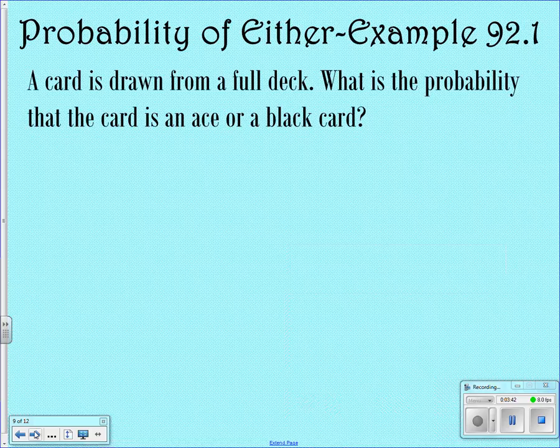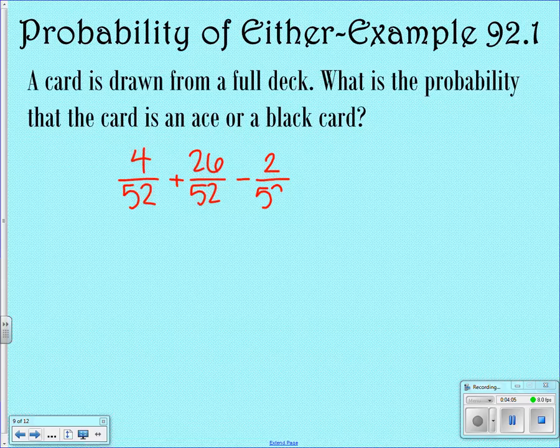Okay? So let's look here at an example. We have a card drawn from a full deck. What is the probability that it is an ace or a black card? So in a deck of cards, out of the 52, 4 of them are an ace. And out of the 52, 26 of them are black cards. But how many are both an ace and a black card? 2. And so we have to take out 2 of them. And so if you subtract, you would end up having 28 out of 52, which will reduce to 7 out of 13. So you have a 7 out of 13 chance of drawing an ace or a black card, or possibly a black ace card.